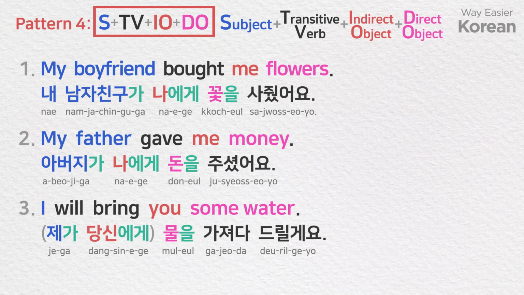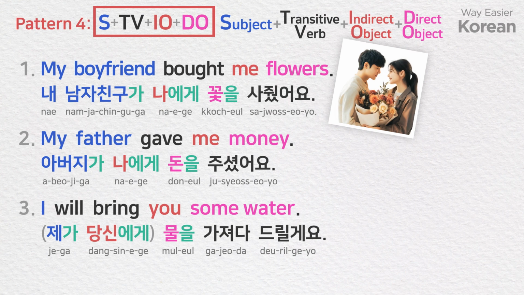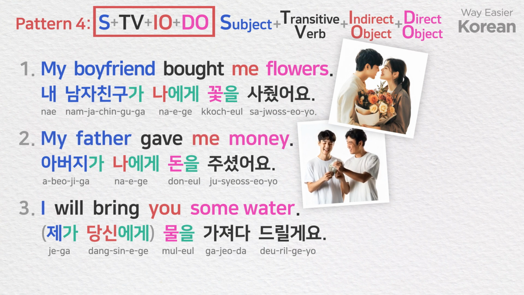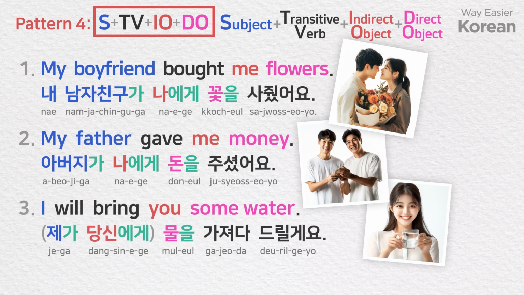The sentences in pattern 4 include a subject, a transitive verb, an indirect object, and a direct object. Here are 3 examples in pattern 4. My boyfriend bought me flowers. 내 남자친구가 나에게 꽃을 사줬어요. My father gave me money. 아버지가 나에게 돈을 주셨어요. I will bring you some water. 제가 당신에게 물을 가져다 드릴게요.